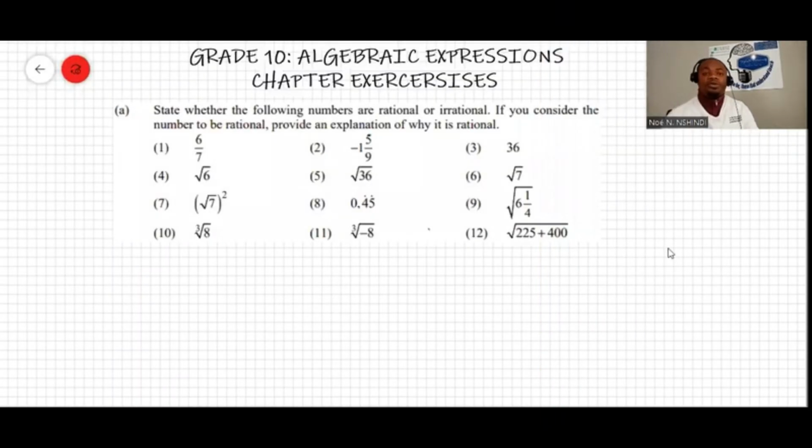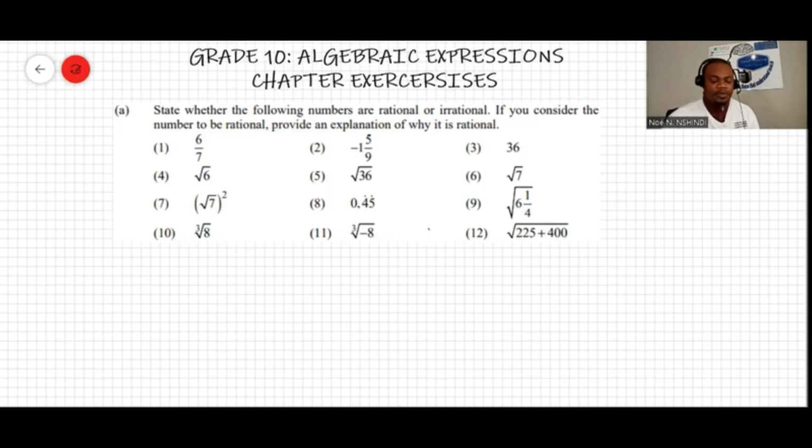Well, now we are going to start doing chapter exercises on algebraic expressions. When I say chapter exercises, I'm talking about miscellaneous exercises that cover everything we did. They are consolidations or extensive exercises. Question A says, state whether the following numbers are rational or irrational. If you consider the number to be rational, provide an explanation of why it is rational.